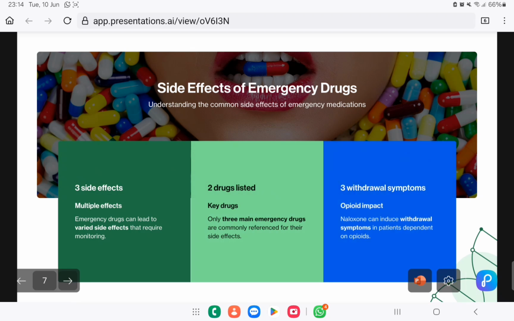Side effects of emergency drugs: understanding some of the common side effects of emergency medication. Emergency drugs can lead to varied side effects that require monitoring. Only the 3 main emergency drugs are commonly referenced for their side effects. Withdrawal symptoms: naloxone can induce withdrawal symptoms in patients dependent on opioids.